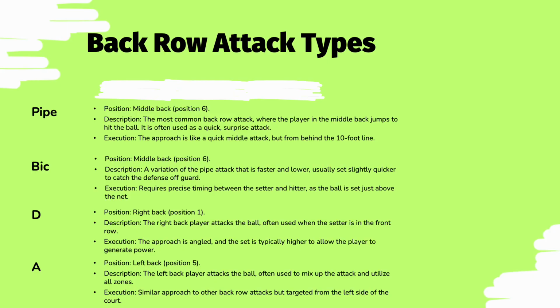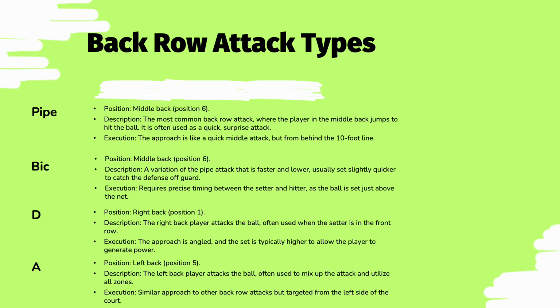So a pipe is the most common back row attack, where the player in the middle back jumps to hit the ball. It's usually a quick surprise attack, and it comes from behind the 10-foot line. Now the player that ends up being the attacker may be the middle back, but not necessarily always the middle back.